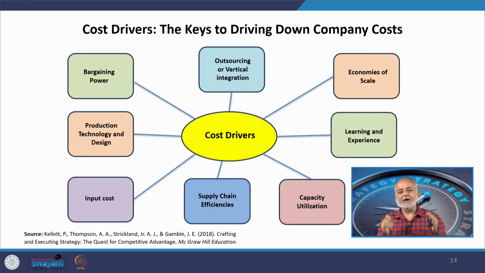Now, look at the cost drivers. The keys to driving down company costs are outsourcing or vertical integration. You have integrated or you have outsourced, depending upon which is better for you. Economies of scale, definitely that is a proven fact, and for larger details you may look into any such examples or the subject area, core economics, wherein scale develops effectiveness for itself. So, economies of scale. Learning and experience, you keep on training yourself on developing efficiencies and bringing finish to where you can save costs and so on.